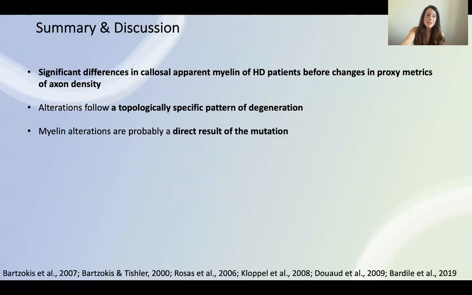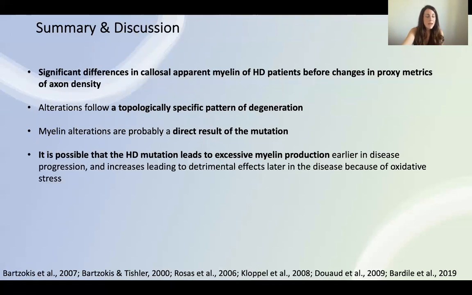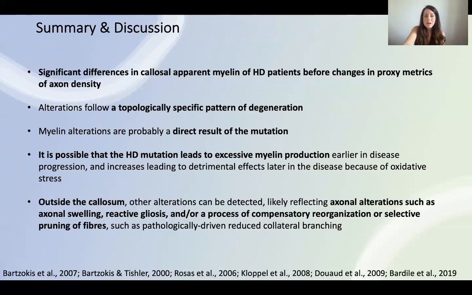We also detected a significant association with CAG repeat size, suggesting that myelin alterations are probably a direct result of the mutation rather than just being a consequence of disease progression. And thus we suggest that it is possible that the HD mutation leads to excessive myelin production earlier in disease progression, and that these increases later on lead to detrimental effects because of oxidative stress. Outside the callosum, we detected other changes which likely reflect axonal alterations, such as axonal swelling or reactive gliosis.